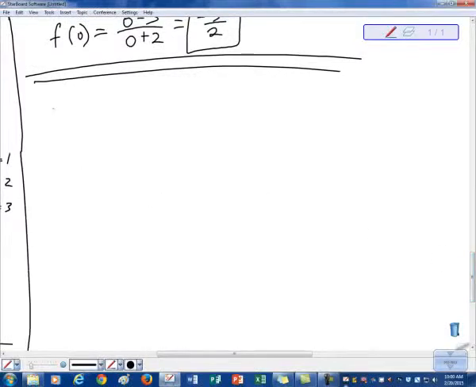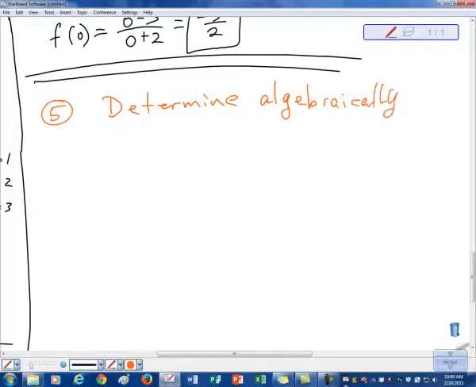Alright, we've got room here for problem 5. Determine algebraically whether the given function is even or odd. If it says determine algebraically, you have to show it on the scratch paper.